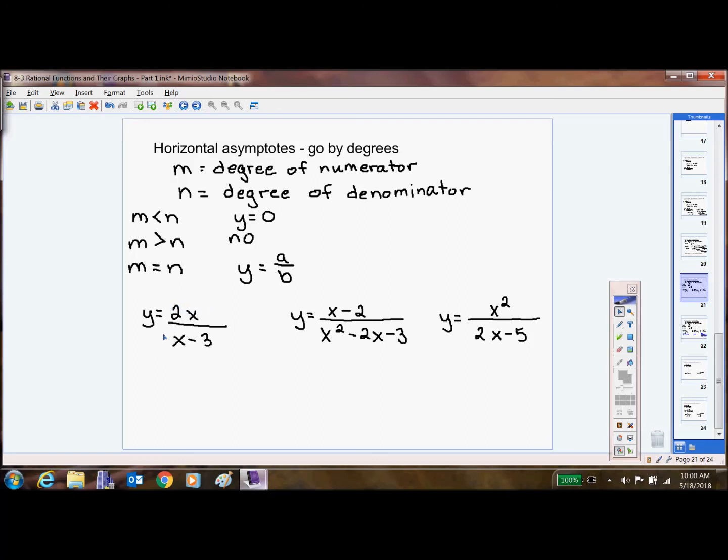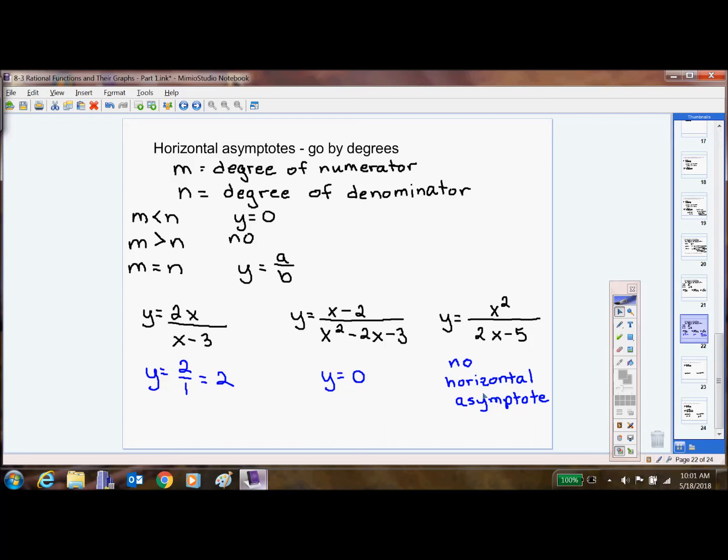Our degree here is 1, the degree here is 1, they match. So our horizontal asymptote is 2 over 1. Here, our degree here is 1, our degree here is 2, so m is less than n, so our horizontal asymptote is y equals 0 with no work. And here, our degree is 2 over the degree of 1, the degree is greater, so there's no horizontal asymptote. 2 over 1, 0, and no horizontal asymptote.